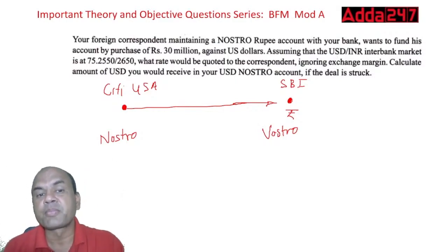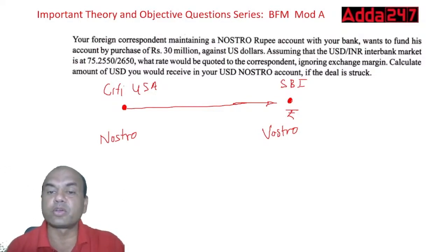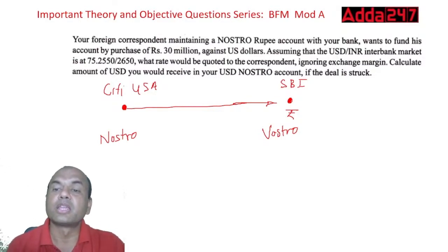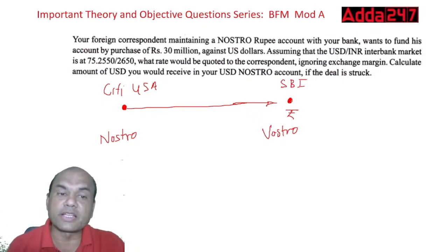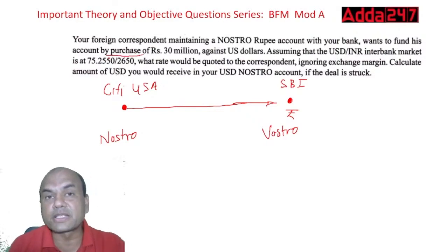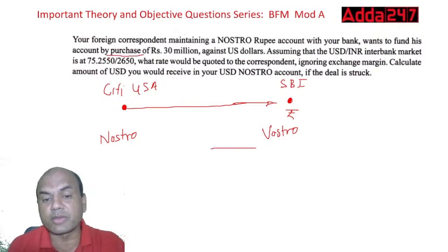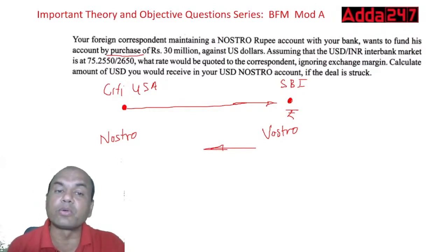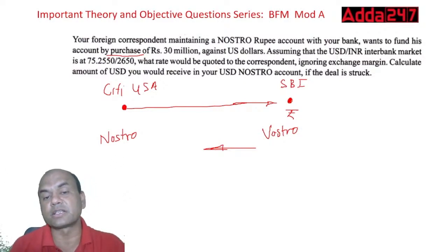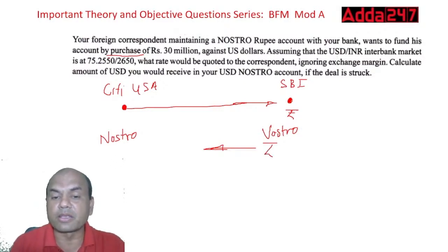That's why it said correspondent bank is maintaining Nostro rupee account with your bank. So you are calling this as Vostro. Now it wants to fund its account by purchase of rupees 30 million. Understand this properly. Purchase of rupees 30 million means what? Rupees is purchased. So what is going to Citibank here? Whenever you purchase a vegetable, the vegetable goes to you. Now who is purchasing it? Citibank is purchasing. So rupee will go to Citibank.